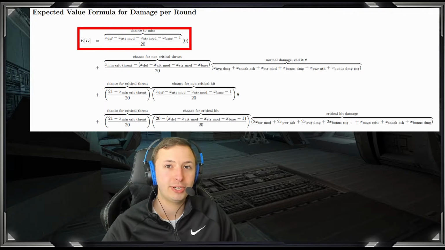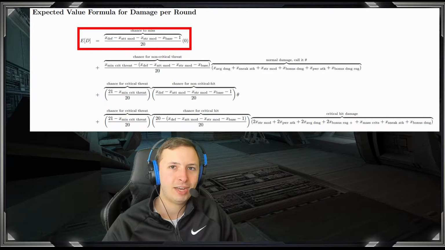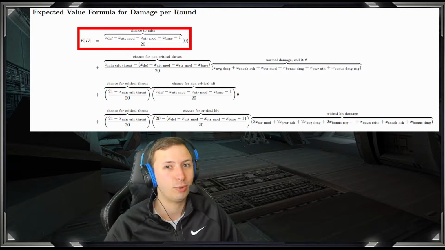That's just going to be your opponent's defense minus your attack modifiers, your strength modifier, and your base chance to hit for your class, minus 1. Because if you equal or are greater than the defense, you will hit it. So we have to subtract 1.